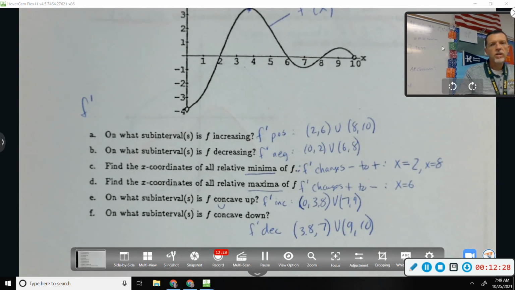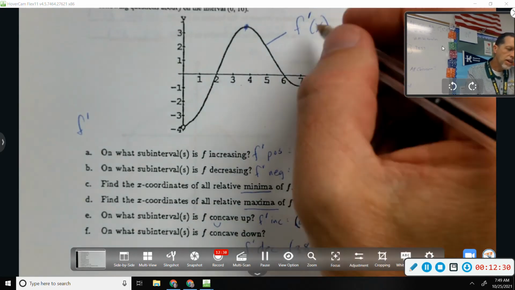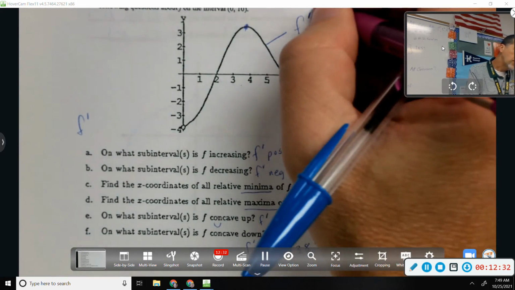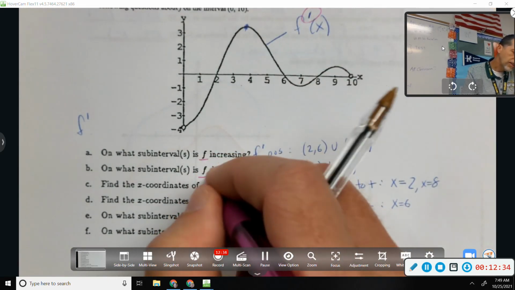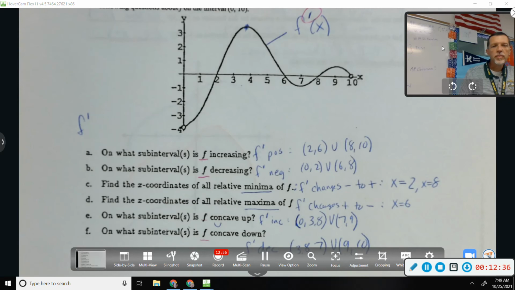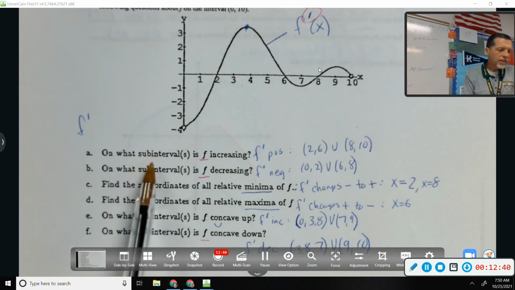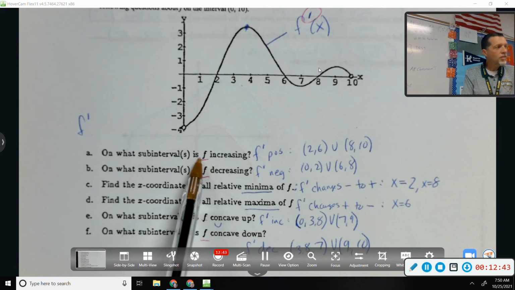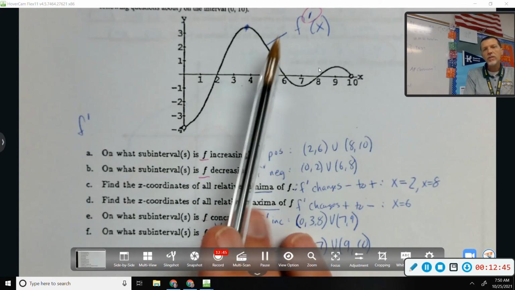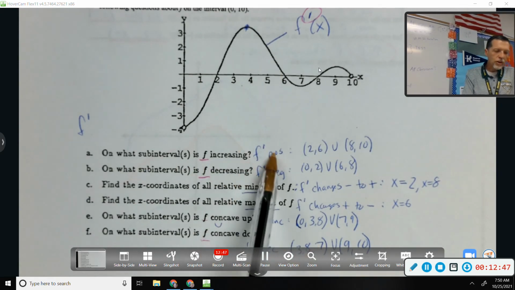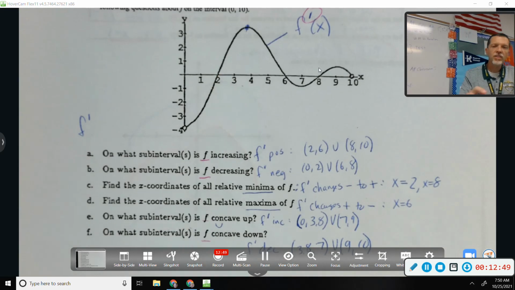So looking at a graph of f prime and making some conclusions about f, be careful. Basically, the best way I think is to rephrase the question in terms of what you know. You know f prime, so restate the question in terms of f prime, and then start looking at the graph.